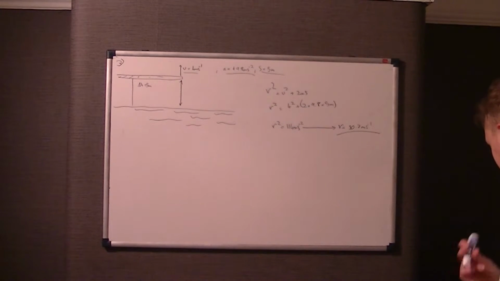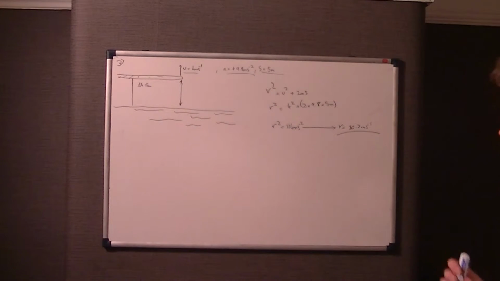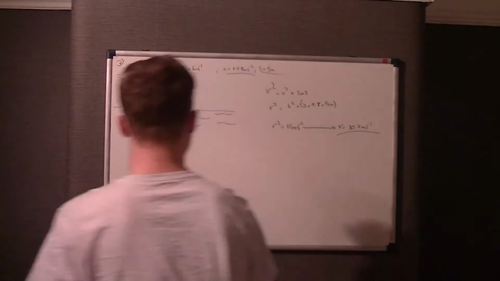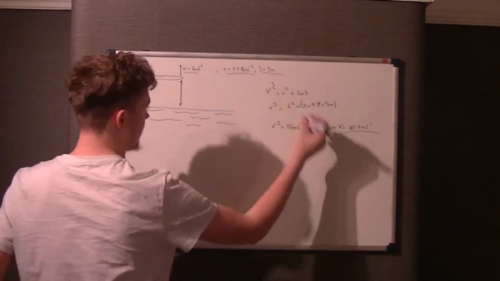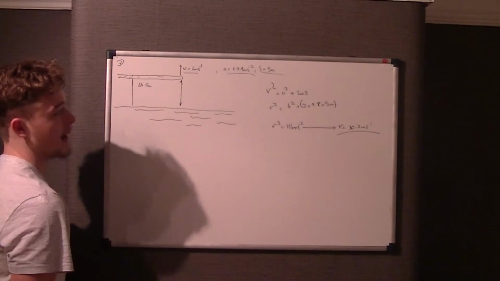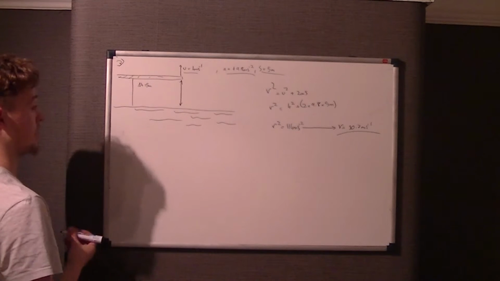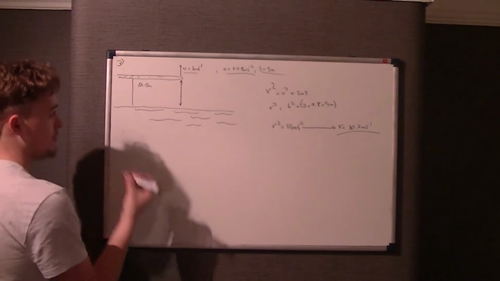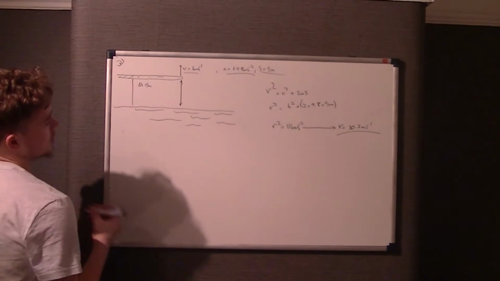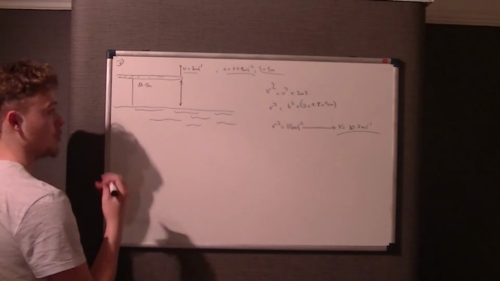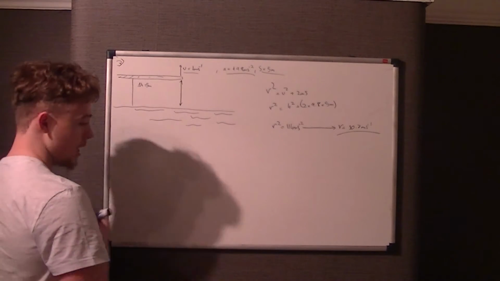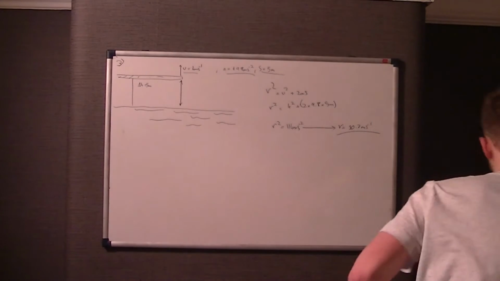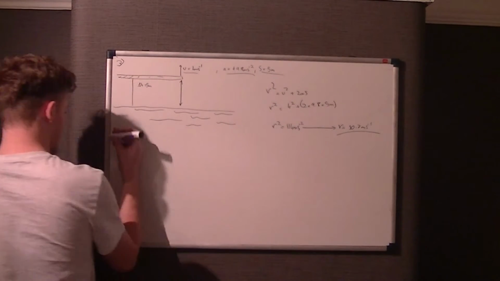Okay, part B. The time taken to reach the surface of the pool. Well, this is very easy now. We've got V now, we've got U, we've got A and S. There's a couple of equations you could use. You could use V equals U plus AT, or S equals UT plus a half AT squared. But the one I'm going to use is V equals U plus AT, just because it's easy.